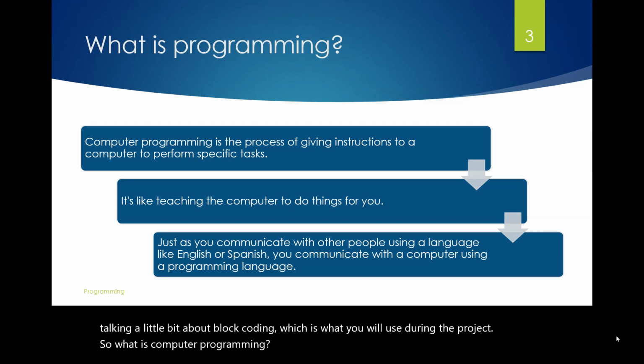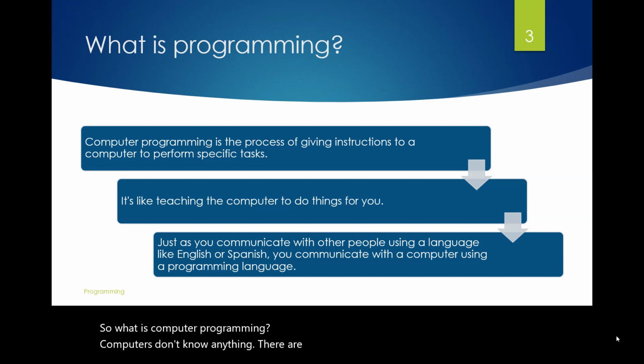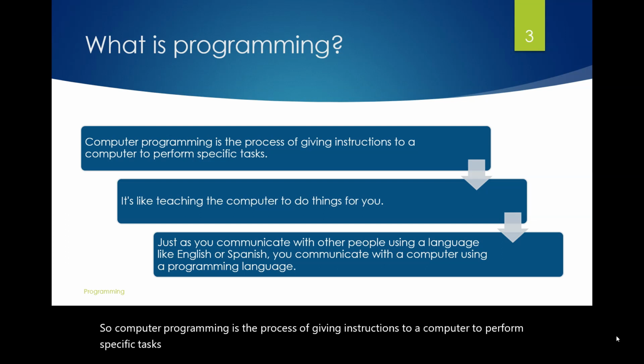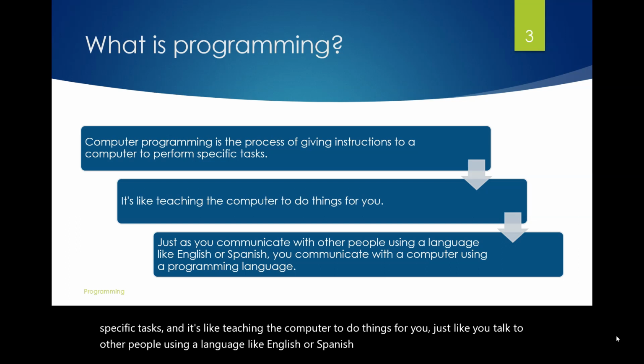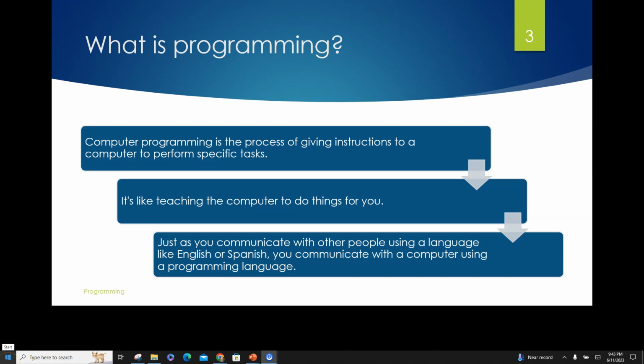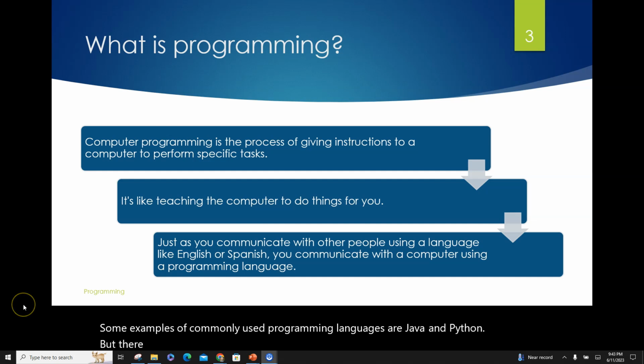So what is computer programming? Well, computers don't know anything. They're a pile of electronics. So computer programming is the process of giving instructions to a computer to perform specific tasks. And it's like teaching the computer to do things for you. Just like you talk to other people using a language like English or Spanish, you're going to communicate with the computer using a programming language. Some examples of commonly used programming languages are Java and Python, but there are many, many others.